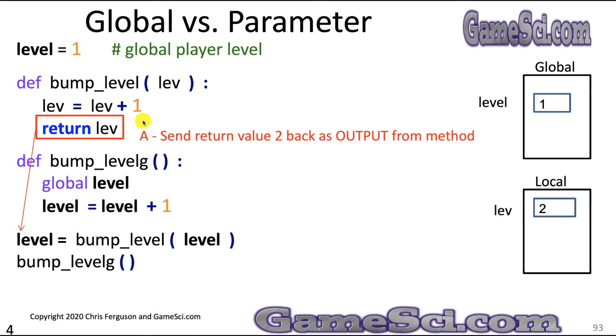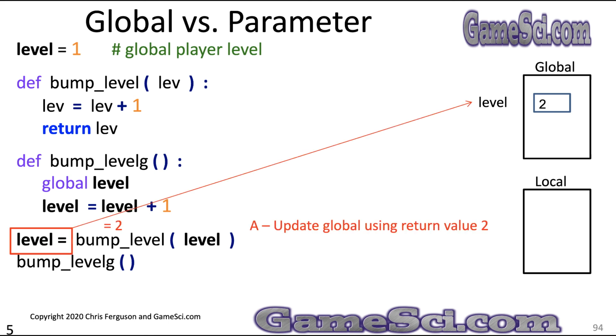Option A for output was to send the return value back as output from the method. So we are going to send the value 2 that is in this local variable back to the caller as output from the function. And what do we do with it when we get back? We assign it to the global variable level. The 2 that was returned gets assigned to the global variable, and you can see it right there. A 2 shows up in our global variable.